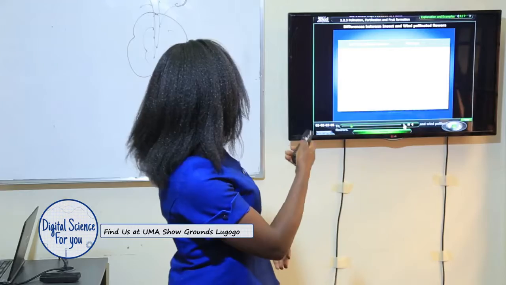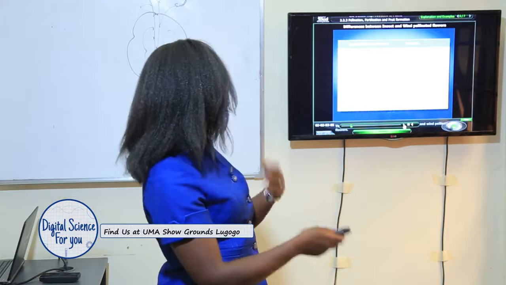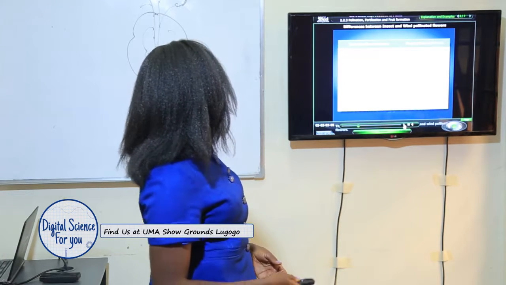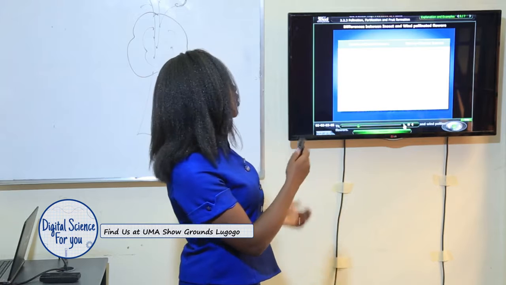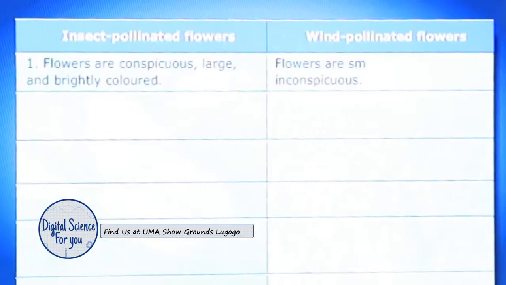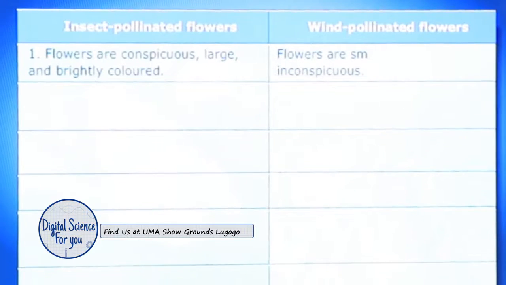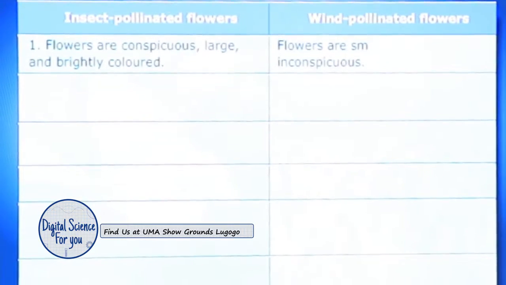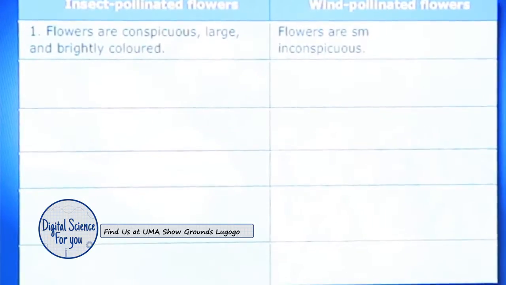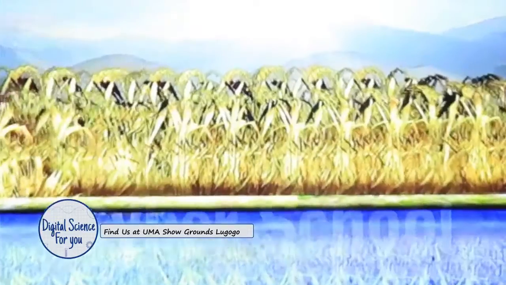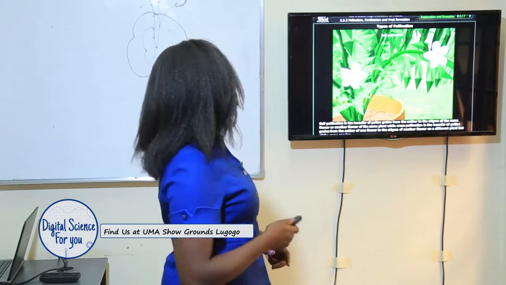From what we have so far discussed about the agents of pollination being insects and wind, we can now draw a comparison by looking at a table such as this that is offered with our digital science. Here on one side we have insect pollinated flowers, and on the other side we have wind pollinated flowers. Number 1, on the side of insect pollinated flowers, there are flowers that are conspicuous. Conspicuous means large and easy to see.